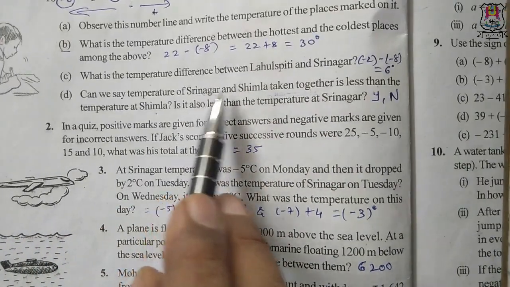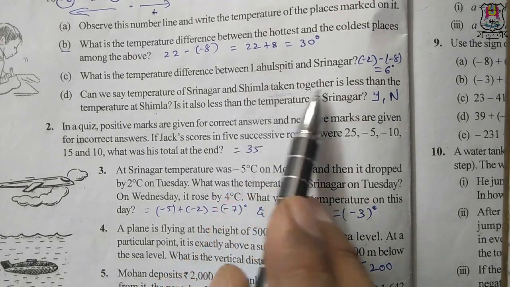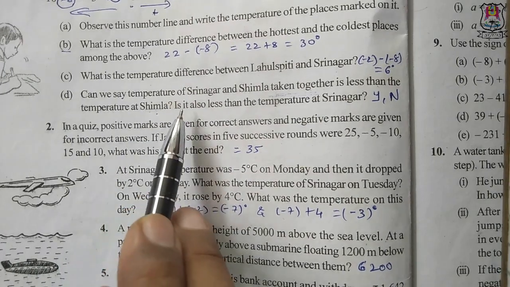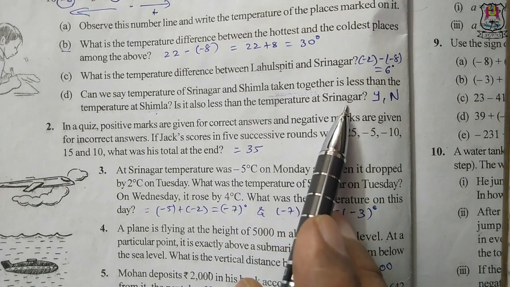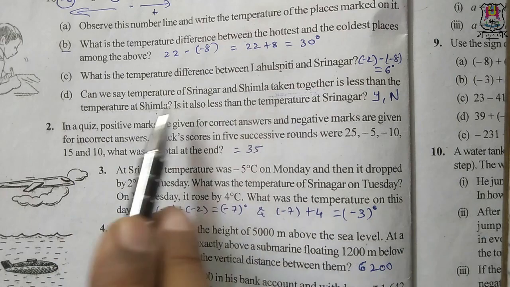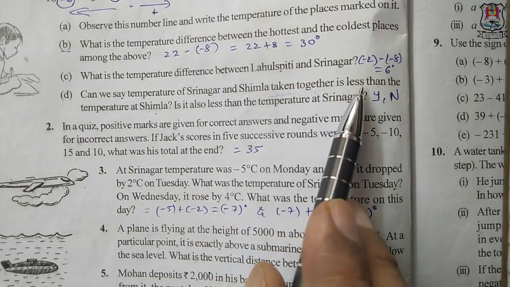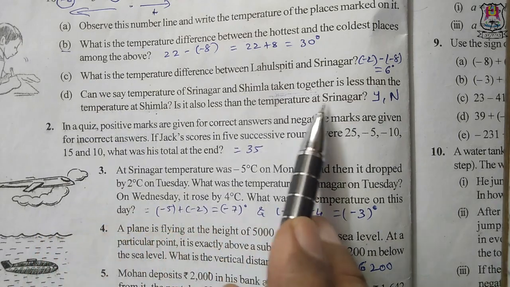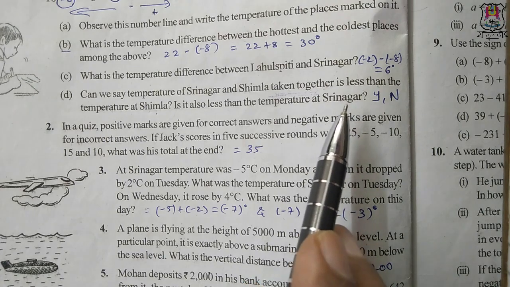First of all we have to add Srinagar's temperature and Shimla's temperature, and then we have to find out, is it less than the temperature of Shimla? Is it also less than the temperature of Srinagar? There are three questions in this. First of all you have to add Srinagar and Shimla, then you have to find out whether it is less than Shimla or less than the temperature of Srinagar. Let's see how to solve this.